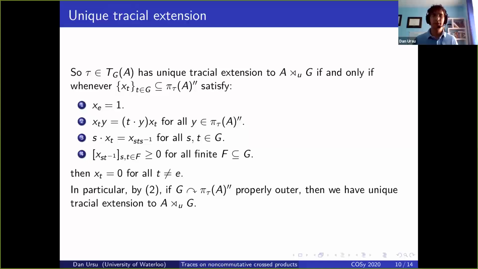But in particular, notice that property 2 right here is just the condition that was used in freely acting, or properly outerness, for actions. So if the action of G on the double commutant is properly outer, then this automatically forces all of these xt's, except for the trivial one, to be 0. So therefore, we automatically get unique tracial extension, not just to the reduced cross product, but to the universal one, which is a little bit stronger.